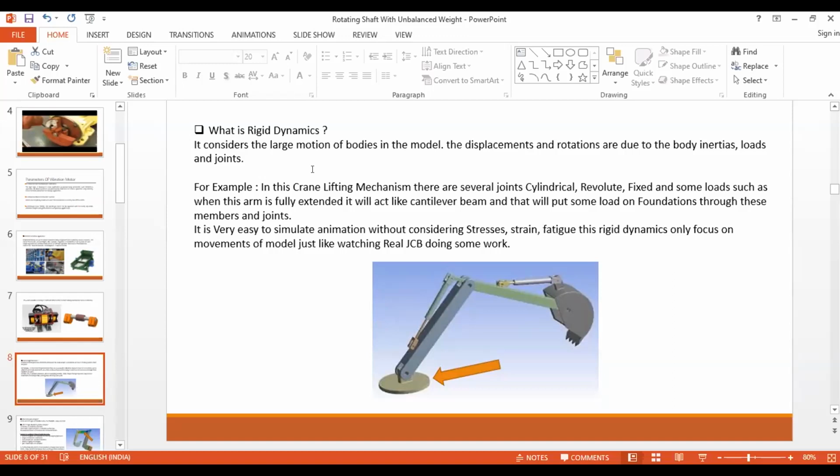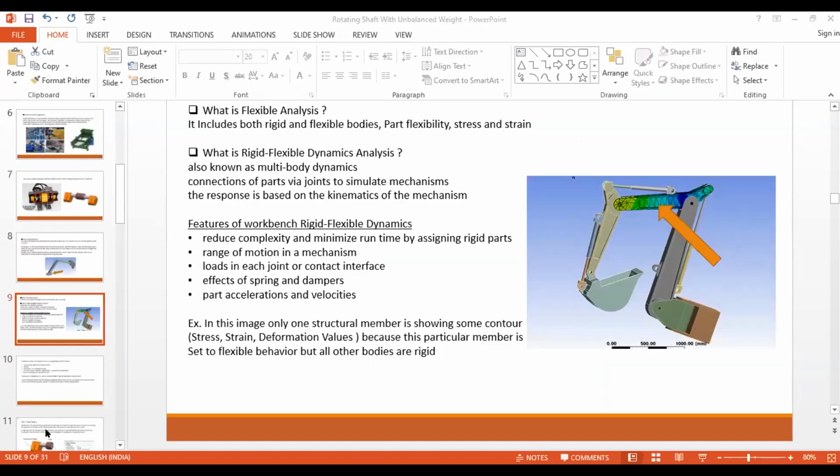Further, I will explain flexible analysis. It involves rigid and flexible bodies, part flexibility, and stress and strain. Also there is displacement. The next point is, what is rigid flexible dynamic analysis? It is also known as multi-body dynamics. Parts are connected via joints to simulate a mechanism, and the response is based on the kinematics of the mechanism. The features of Workbench rigid dynamics: reduce complexity and minimize run time by assigning rigid parts.